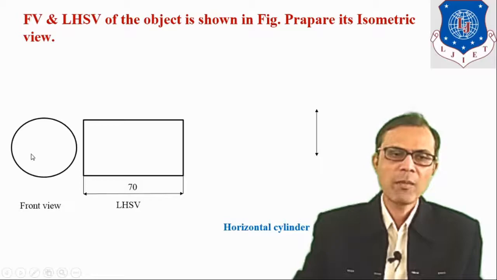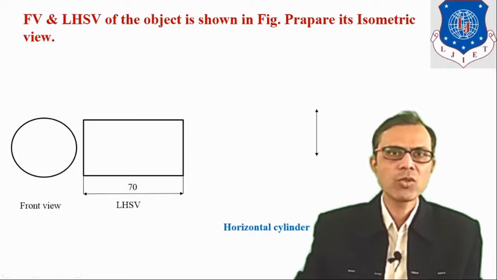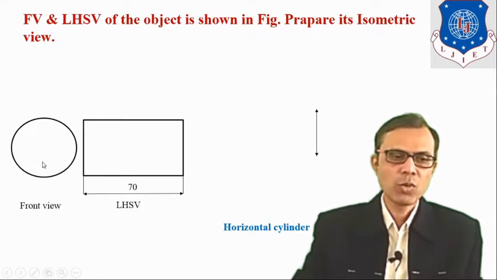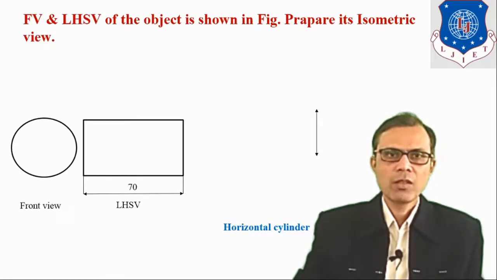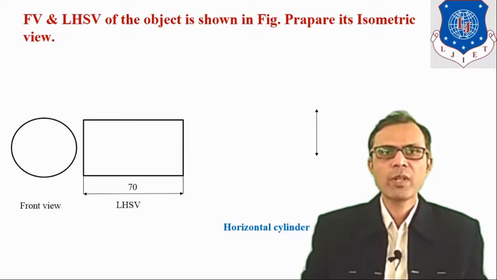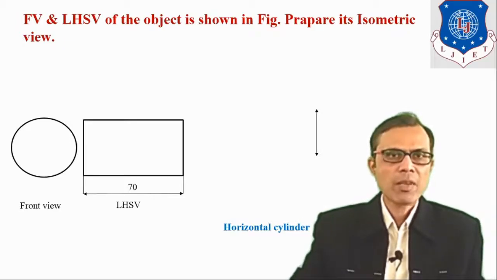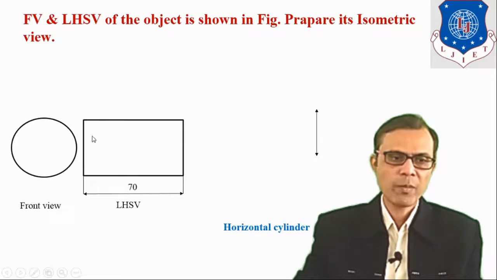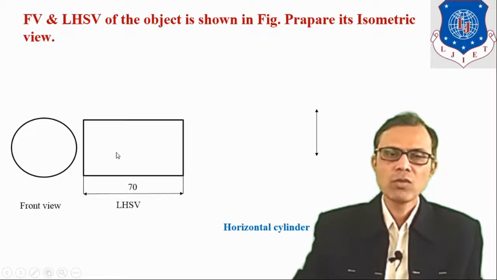Here diameter is not given, so we are assuming 40 mm diameter. So length and height both are 40 and width is 70 mm. So in the first step we have to prepare a three-dimensional block, and in that three-dimensional block we are going to prepare the isometric view of this object.